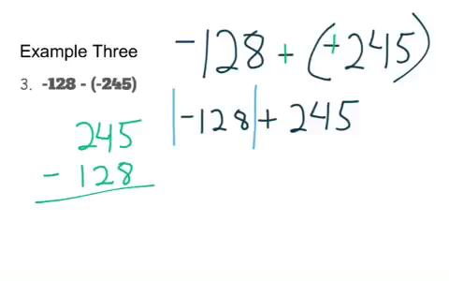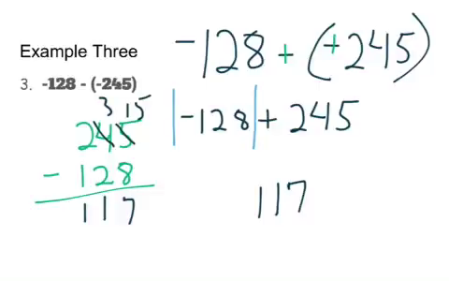And now we simply need to subtract these two numbers. And when we do this, we will see that we get 117. And remember, there were more positives than there were negatives, so our answer is positive. So it's 117. And again, we do not have to identify it as positive because it's understood to be positive if there's not a negative sign.